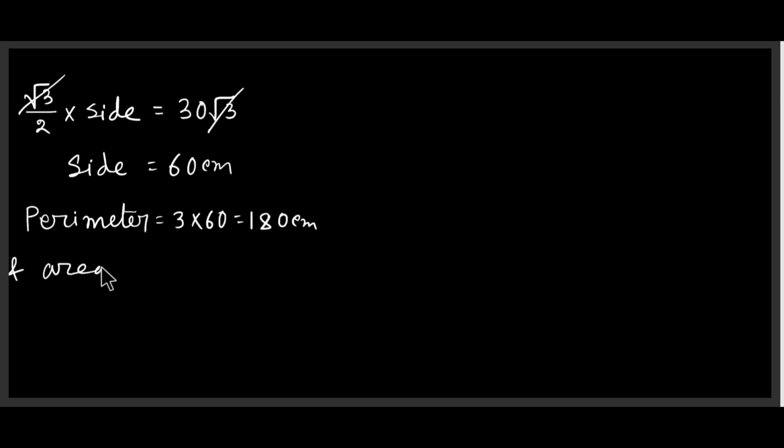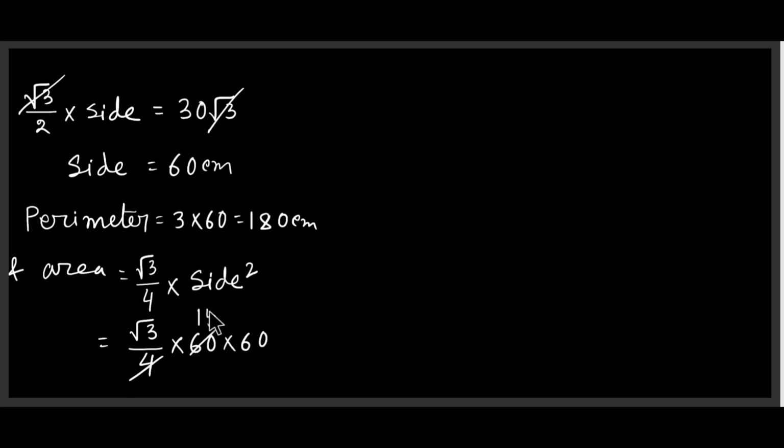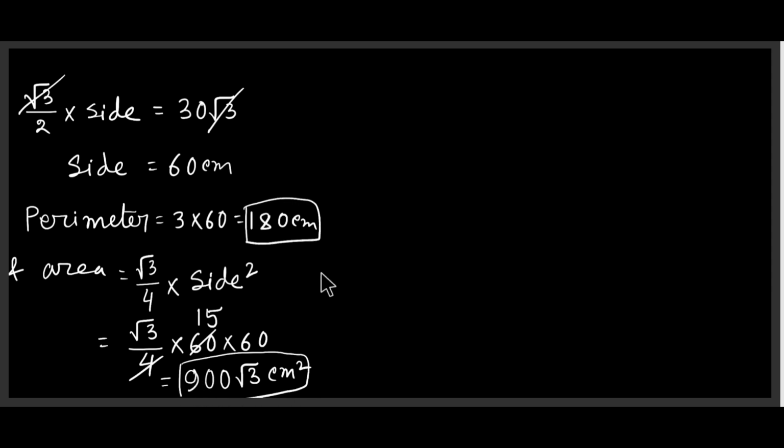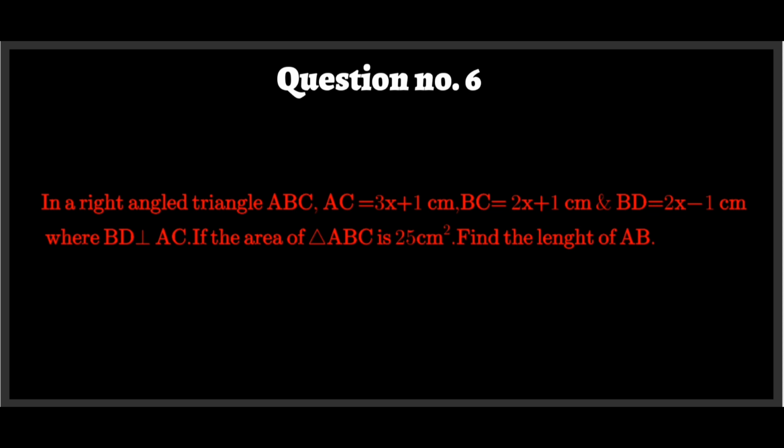And area, we know the formula of area, which is root 3 by 4 into side square. So putting the value of side, which is 60 into 60, so clearly it is 900 root 3 centimeter square. So it is our area and it is our perimeter. So it is the answer of this question. Question number 6.